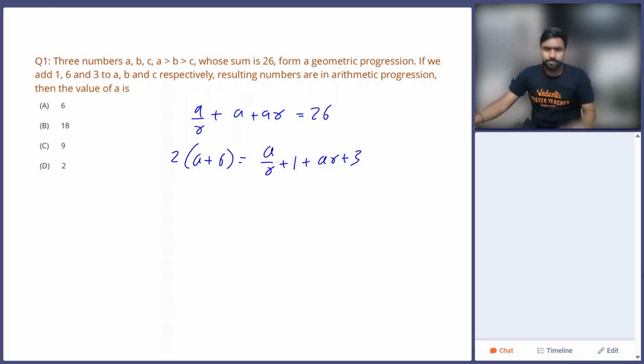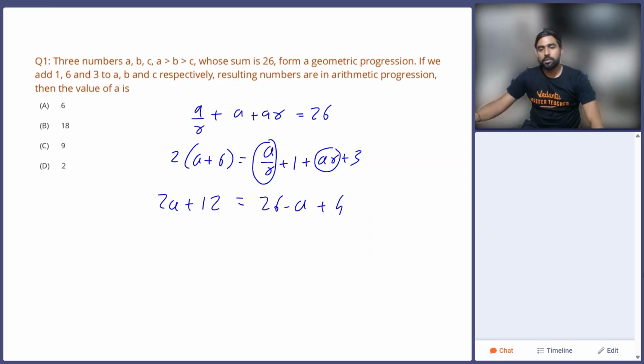Now here I have the value of A by R plus A plus AR as equal to 26. We need to somehow think about using that. What I can do is replace A by R plus AR with 26 minus A. So 26 minus A plus 4 is equal to 2A plus 12. Why does this help? Because now 3A is equal to 30 minus 12, that is 18, giving me A equals 6.